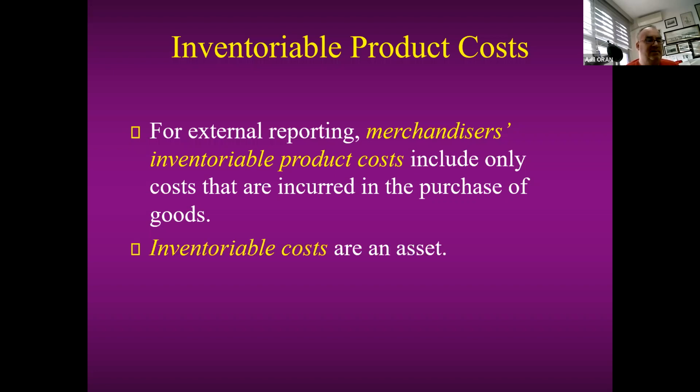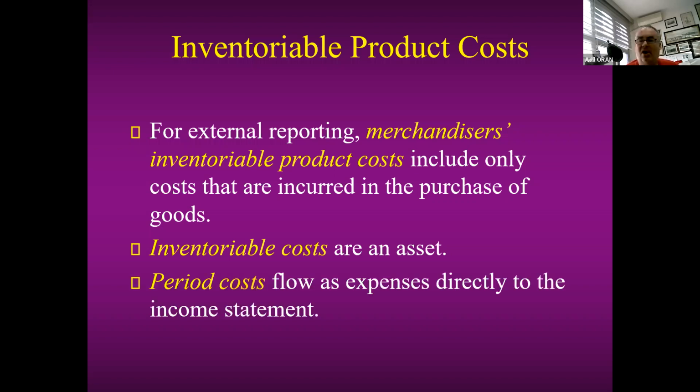Inventoriable costs are an asset, right? So they become part of your balance sheet inventory, typically under current assets. Whereas period costs directly go to the income statement. They don't live for any time in your balance sheet.